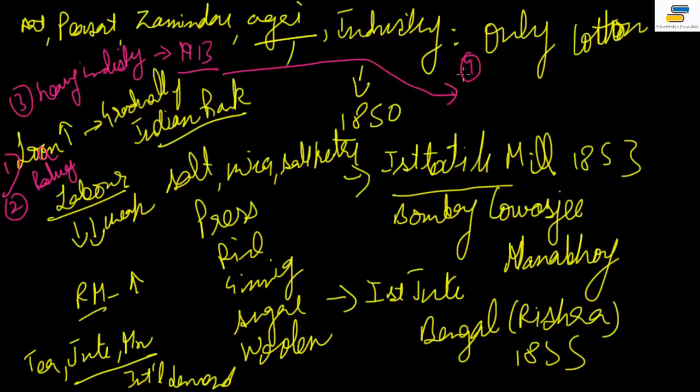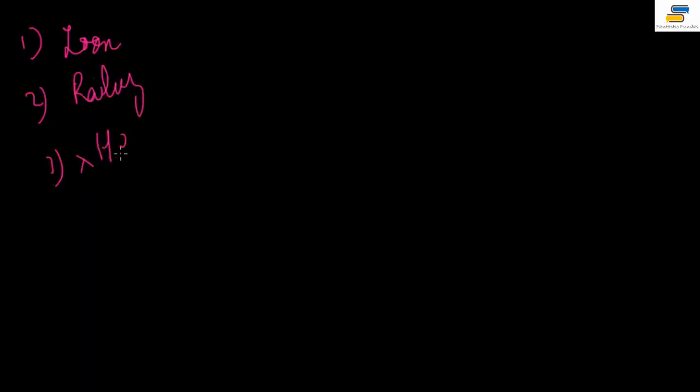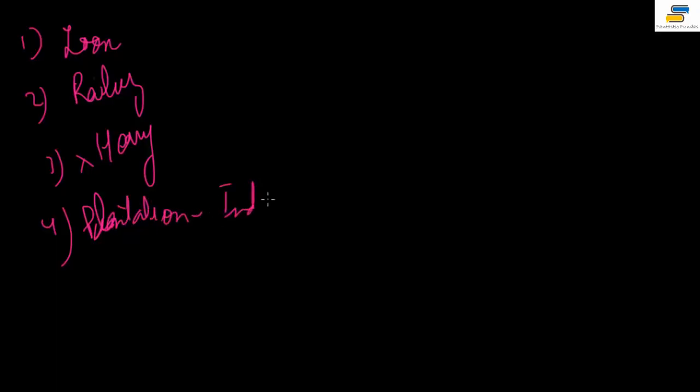Number 4 is, let me just clear it, okay, that will be easier for you then. This is the reason or destruction of industry, right? 1 is loan, right? Number 2 is railway. Number 3 is no heavy industry, and number 4, which I am talking about now, is plantation. Now there was a huge plantation industry developing in India, especially related to indigo and tea.